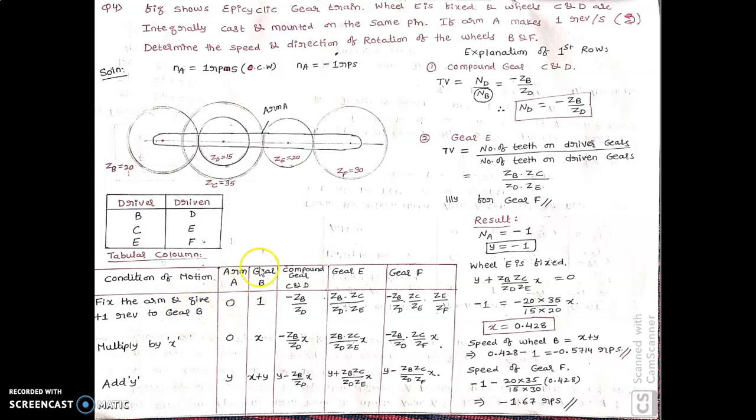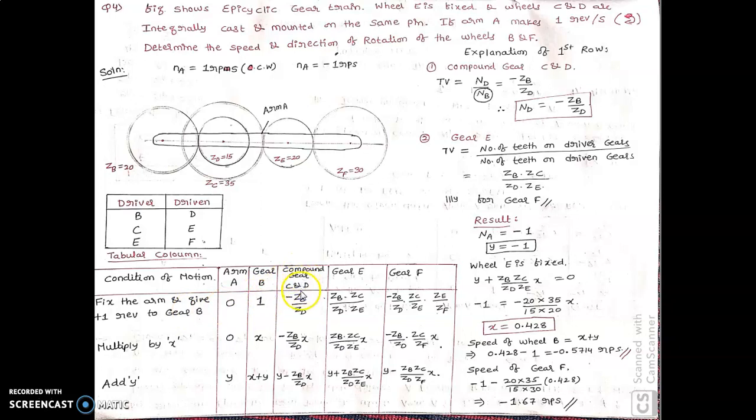Now what are all the gears present here? There is an arm A, then gear B, then compound gear C and D, which is interconnected with gear E, then gear E is connected with gear F. So these many gears are there. All those gears have to be present in the tabular column, okay. That is the main aim, right? So when we fix the arm, the arm is not rotating now or any movement is not there, hence it is 0. Then we are giving plus 1 revolution to gear B. It means gear B has 1 revolution.